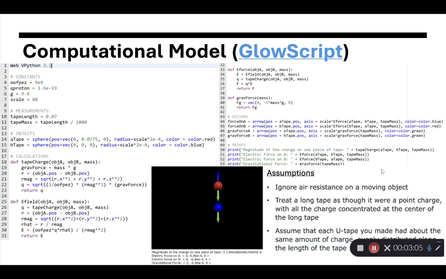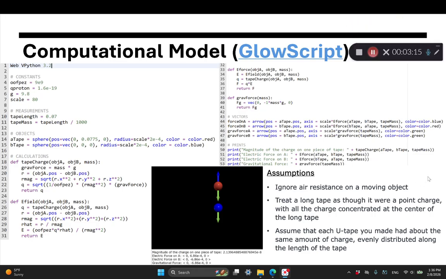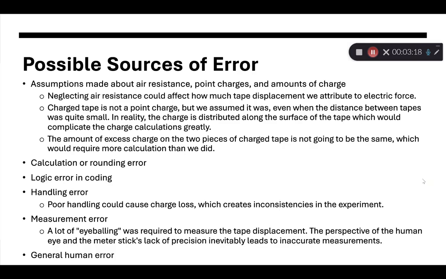And then some important assumptions are ignoring air resistance, treating the long tape as if it were a point charge, and assuming the tape that we made had the exact same amount of charge on each U-tape. And of course, these assumptions lead to sources of error. Neglecting air resistance could affect how much tape displacement we attribute to electric force. And in reality, charged tape is not a point charge, but we treated it as such to keep the calculation simple. And also, the amount of excess charge on the two pieces of charged tape is not going to be the same, and that would require more calculation than we did.